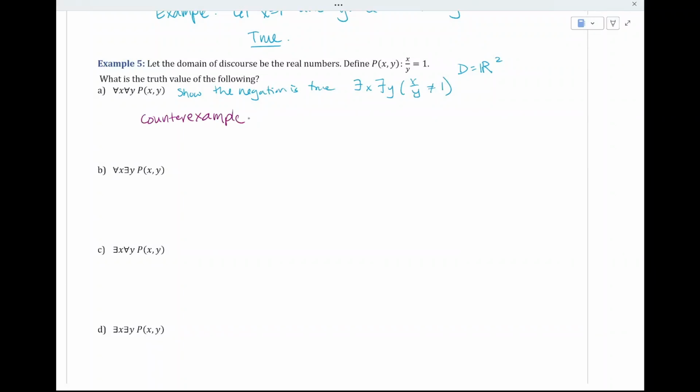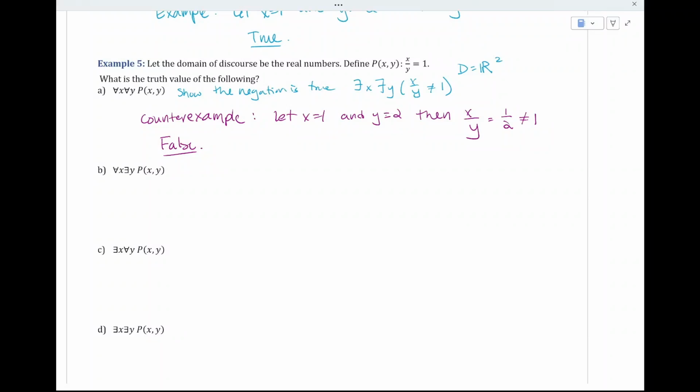Counterexample. And again, there are so many things we could pick here. I might do the same one I did last time. Let x be 1 and y be 2. Then x over y is 1 over 2, which is not 1. So there's my counterexample. So I've shown this to be false. As long as you pick an x and a y that are both real numbers that are different from each other, this one will be false.